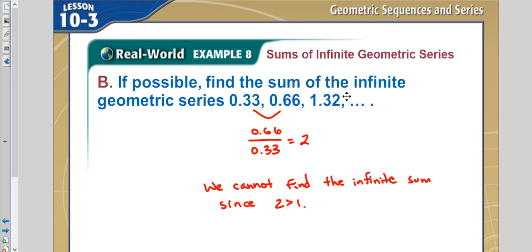All right, so this one is not possible. It's not possible simply because that rate is too great. It would not be converging to a value, it would be diverging. So this one looks like it would approach positive infinity as we add them all together. So this is just simply not possible.